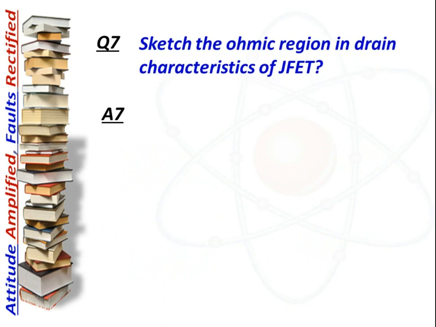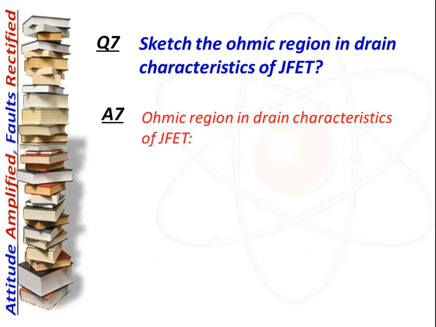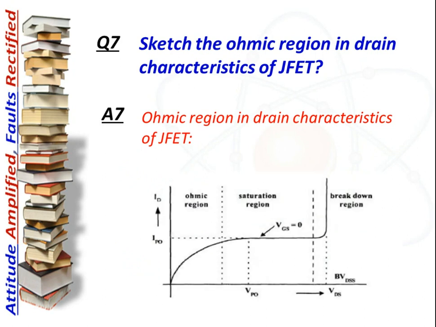Next question. Sketch the ohmic region in drain characteristic of JFET. This is a graph plotted between VDS and ID. It has three regions: ohmic region, saturation region and breakdown region. When the current is increasing according to the applied voltage, that is VDS, it is called the ohmic region. When current becomes constant, it is called the saturation region.